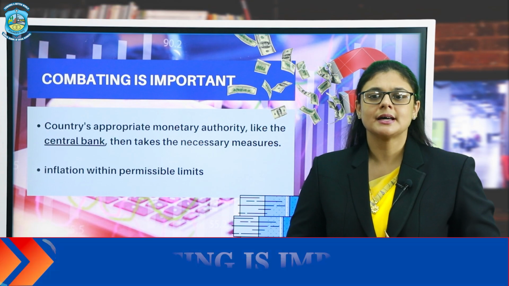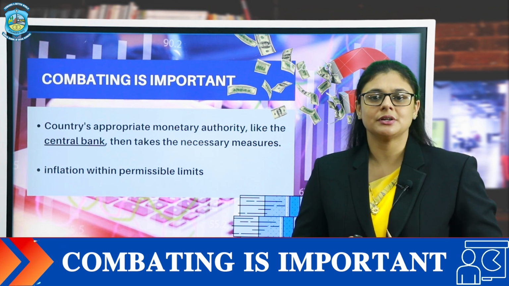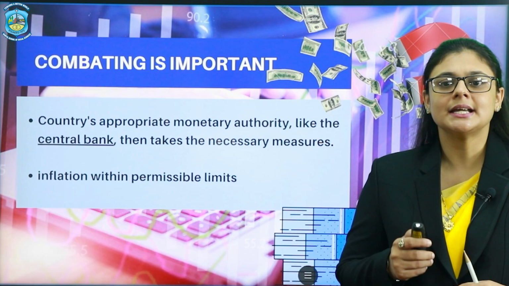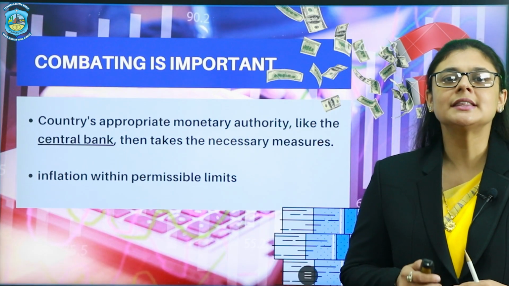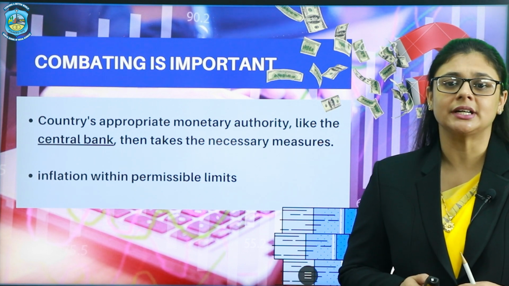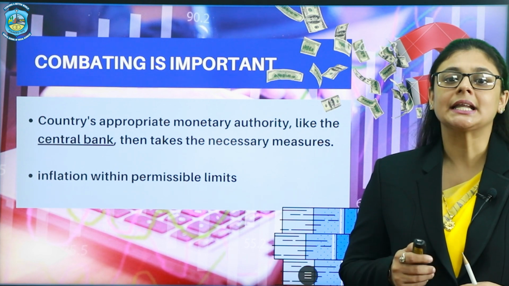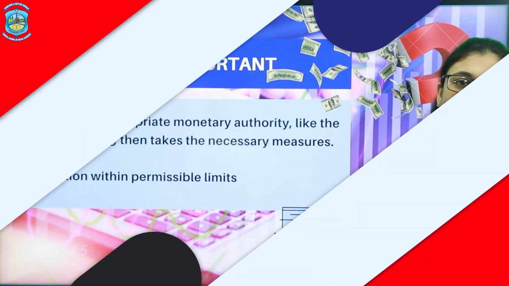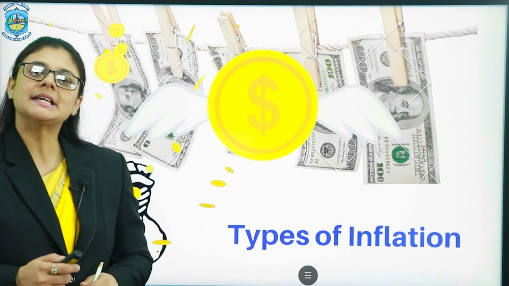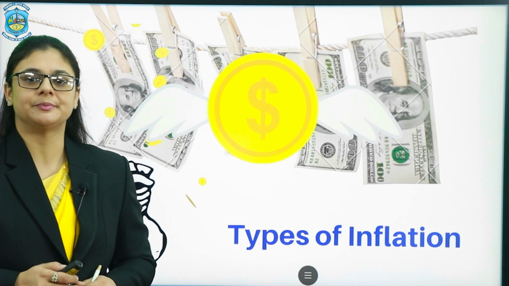To combat this, a country's appropriate monetary authority, like the central bank, has to take necessary measures like adjustments under the monetary and the fiscal policy to manage the supply of money and credit, to keep inflation within the permissible limits and keep the economy running smoothly. In such cases of money supply increase, the money loses its purchasing power.